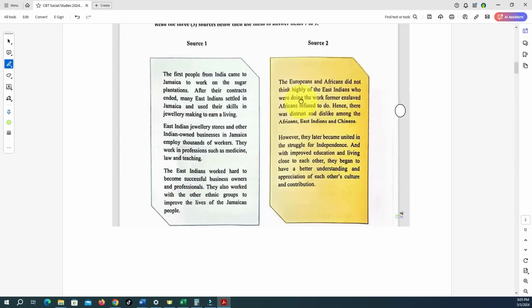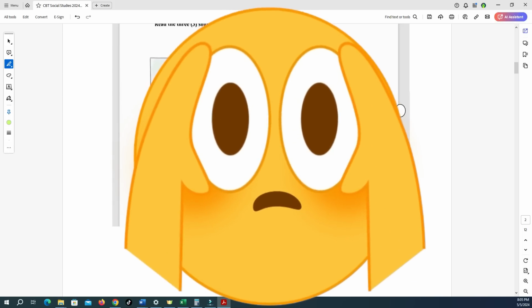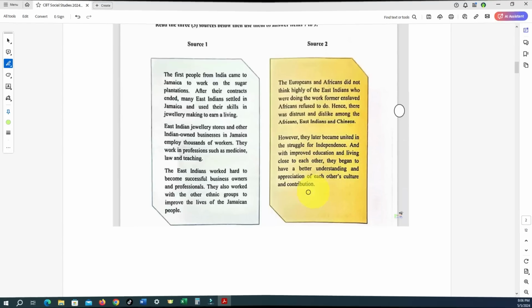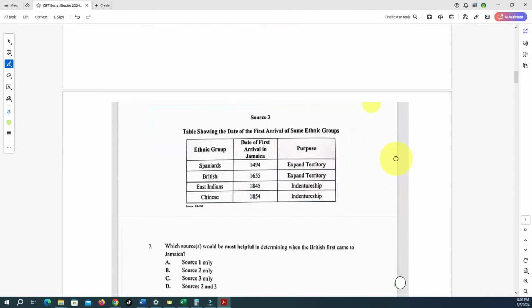And that's source 1. Source 2. The Europeans and Africans did not think highly of the East Indians who were doing the work former enslaved Africans refused to do. Hence there was a distrust and dislike among the African, East Indians, and Chinese. However, they later became united in the struggle of independence. And with improved education and living close to each other, they began to have a better understanding and appreciation of each other's culture and contribution.